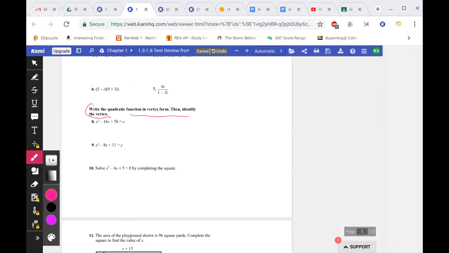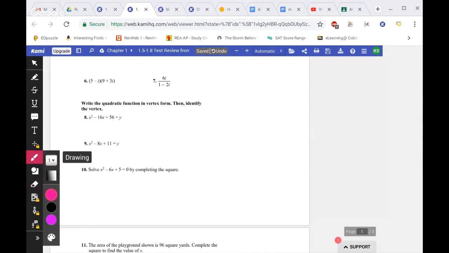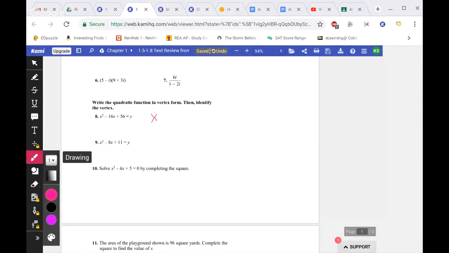Okay, so you complete the square first. So let's go over those. We've got x squared, let me erase some of this stuff so I have plenty of room to write. x squared minus 16, and then I'm going to move my 56 over here. So I subtracted 56 from both sides. Does that make sense to you?